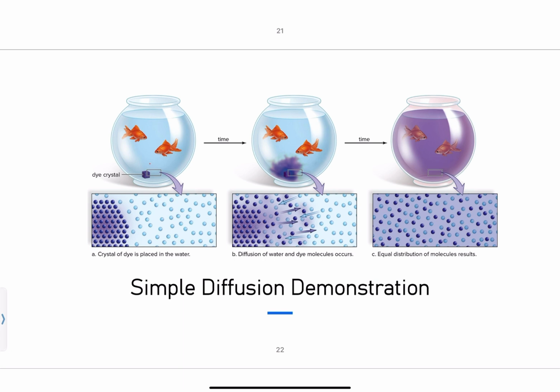But what they're showing you is a dye crystal, which is incredibly concentrated, and there's zero dye in the liquid in the fish bowl. So as you can see, naturally things want to come to equilibrium and move from an area of high concentration, which is the dye crystal, to low concentration, which is all of the other water in the fish bowl, until eventually they reach equilibrium. This process does not require any energy at all.